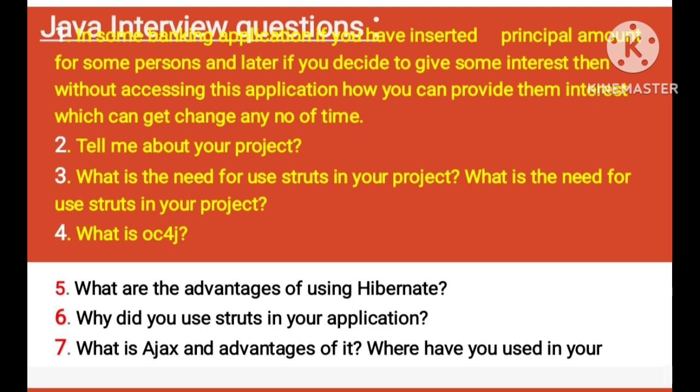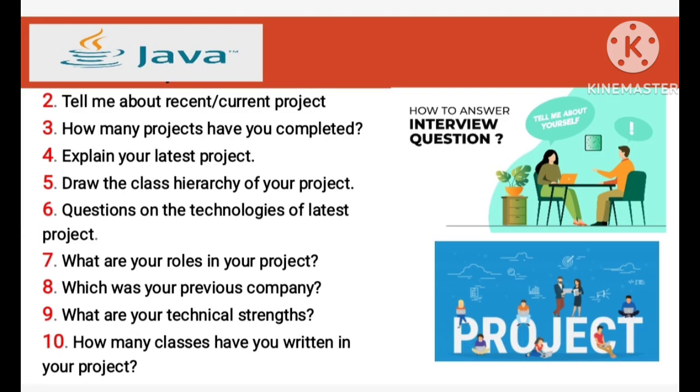What is an object? What are the advantages of using Hibernate? Why did you use Struts in your application? Seventh one, what is Ajax and what are its advantages? Where have you used it in your project?